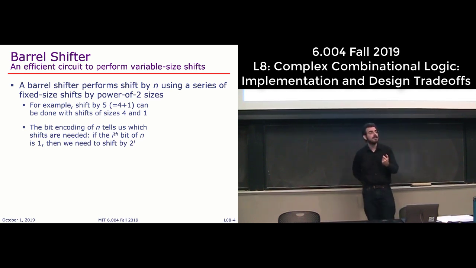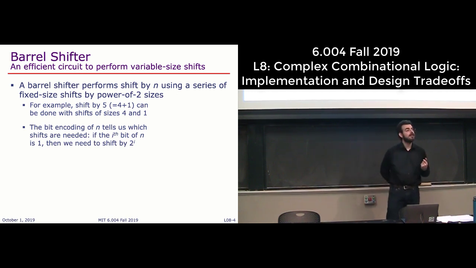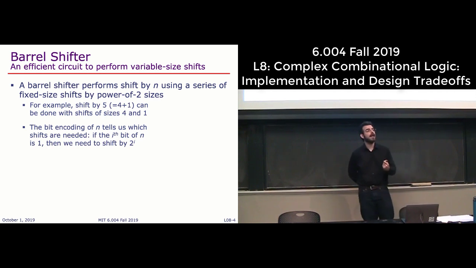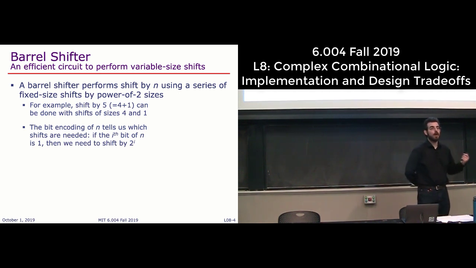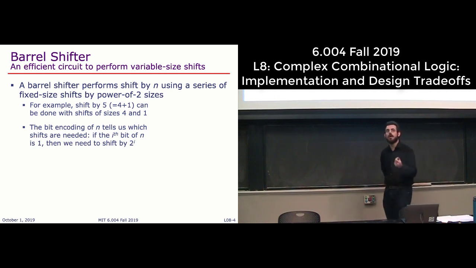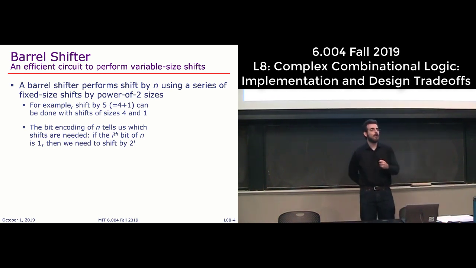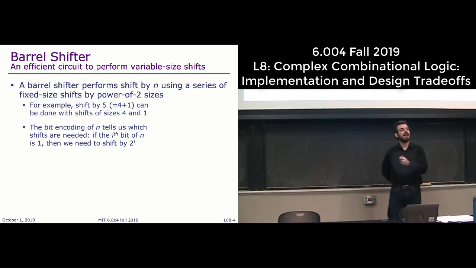So in particular, if the ith bit of n is 1, then we want to shift by 2 to the power of i, right? So again, going back to shift by 5, 5 is 1, 0, 1. If you express it as a 5-bit value, it's 0, 0, 1, 0, 1. So we want to shift by 2 to the power of 2, 4, that's the uppermost 1. And then 2 to the power of 0, 1, that's the lower 1.